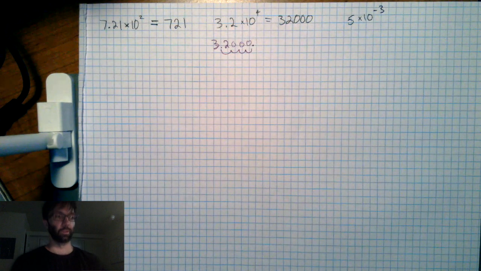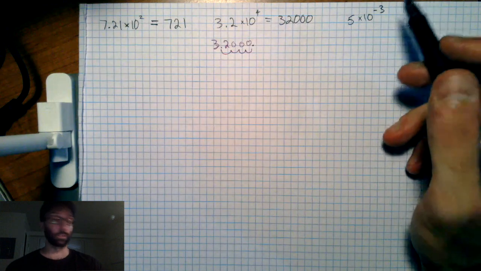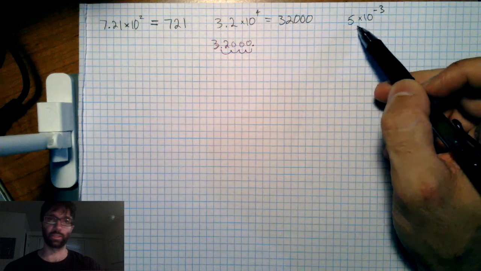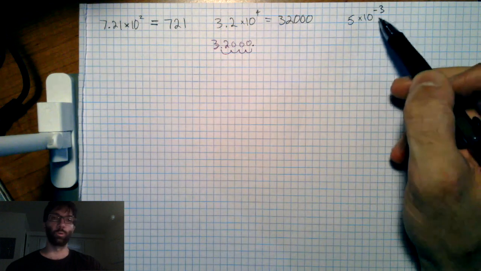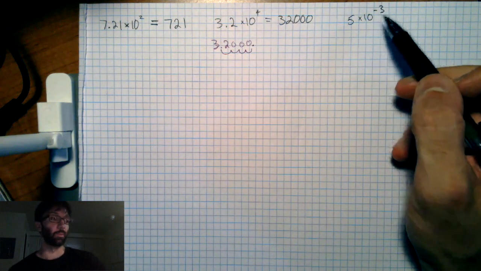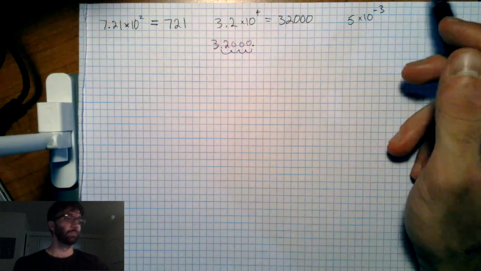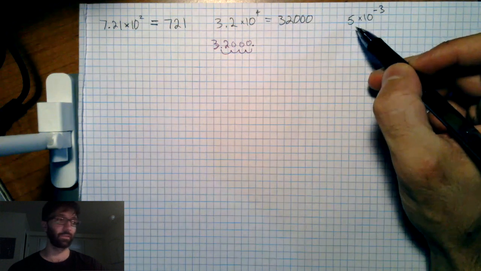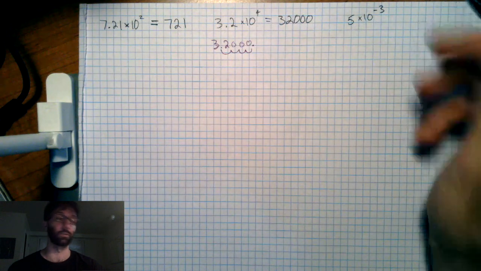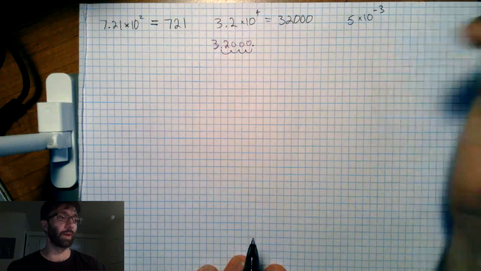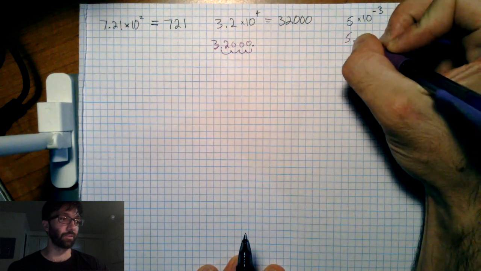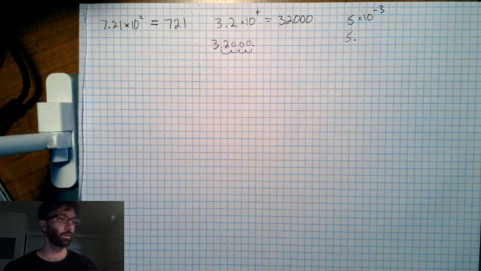Now here, this one's a little bit different for 2 reasons. One, this is the first example where we actually don't even see a decimal. And 2, the exponent in the power of 10 is actually negative. And so the first thing you want to do is identify where your decimal is, right? So 5 is the same thing as 5.0, right? And so by default, your decimal is going after the 5 here, okay?